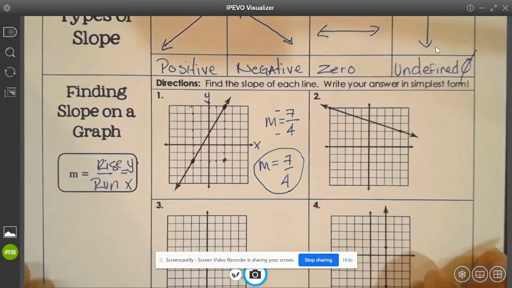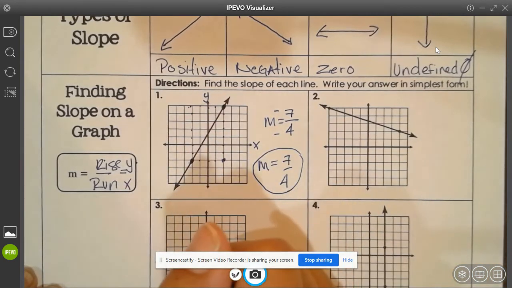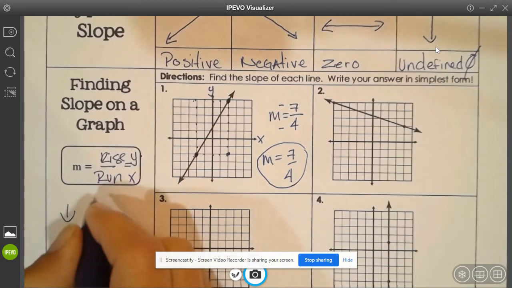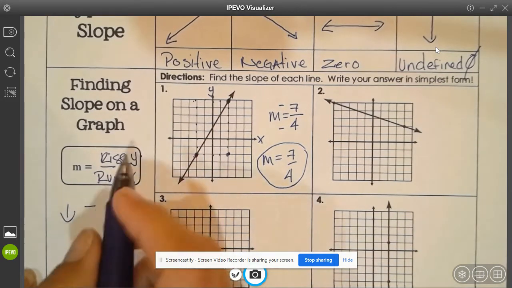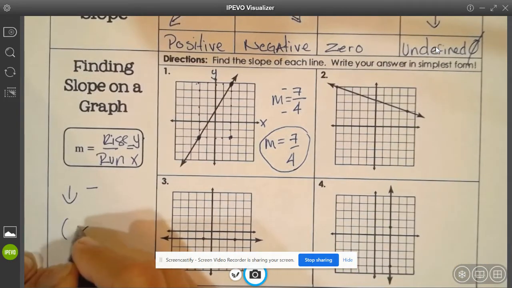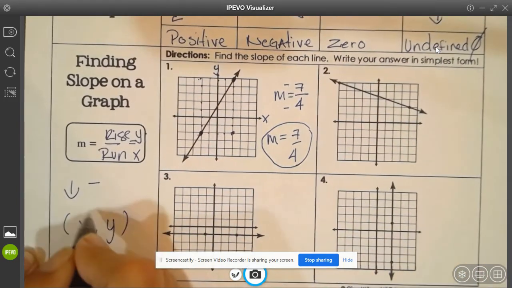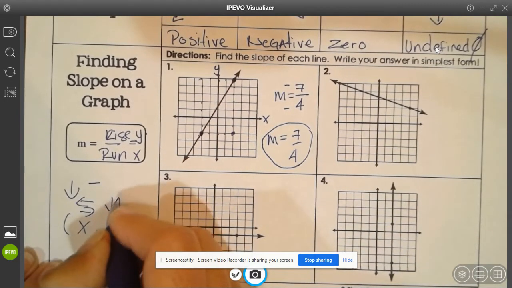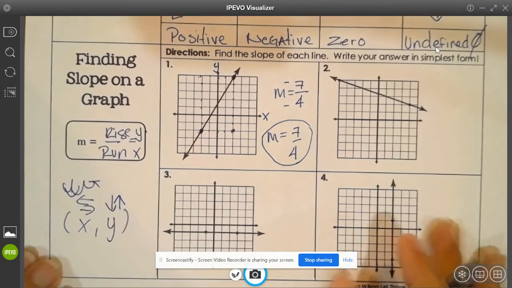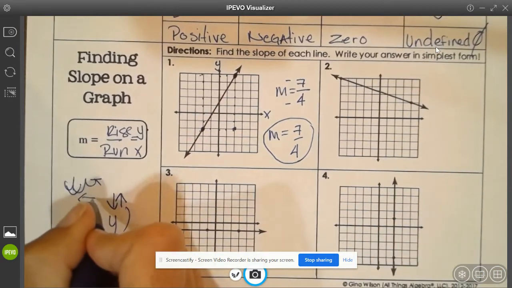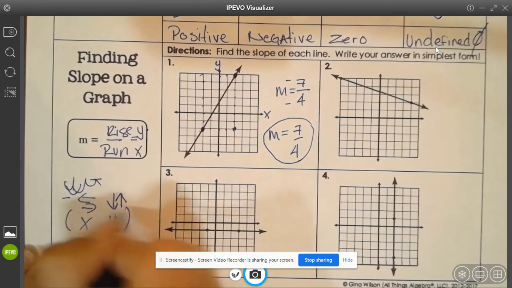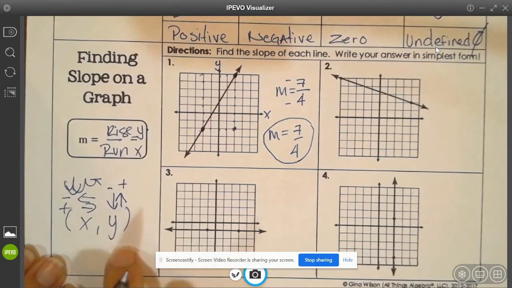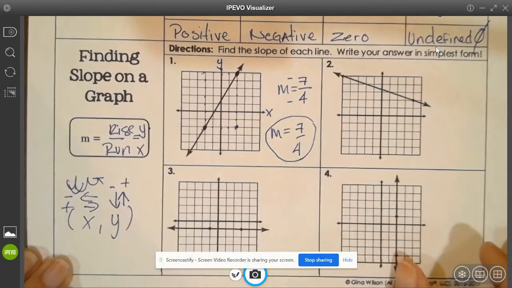Okay? All right. So remember, if you go down, that is a negative, right? So if you have a point, say you have a point, X and Y, right? So X goes side to side, and Y goes up or down, right? So if you go to the left here, it's negative. If you go to the right, it's positive. If you go up, it's positive. If you go down, it's negative. So that's how you read a point. We're gonna get to that later. We're just finding slope right now.